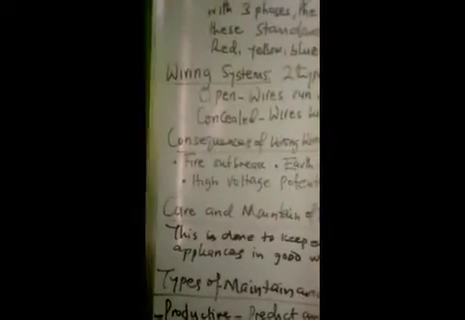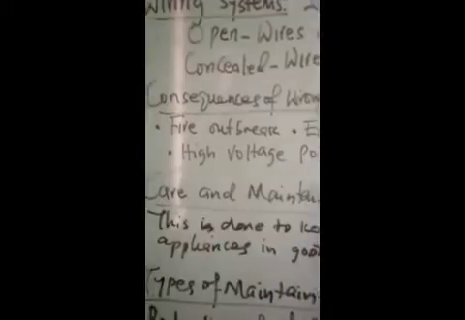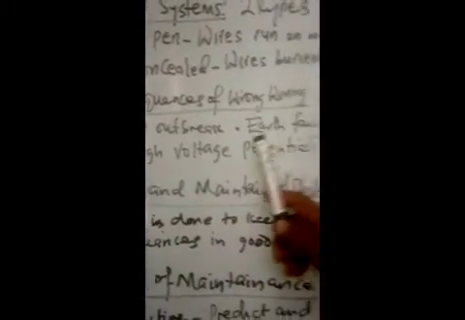Now, what are the consequences of wrong wiring? If there is wrong wiring in a house, the following are resultant effects. 1. There could be electric shock. 2. There could be fire outbreak. 3. There could be an earth fault. And 4. There could be high voltage potentials.